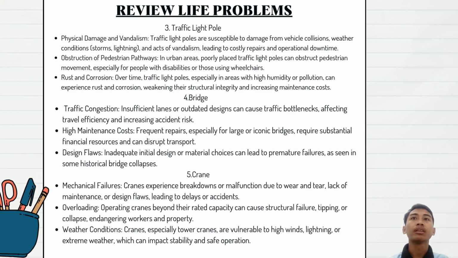Okay, number 3, rust and corrosion. Over time, traffic light poles, especially in areas with high humidity or pollution, can experience rust and corrosion, weakening their structural integrity and increasing maintenance costs. Okay, example number 4, bridge.